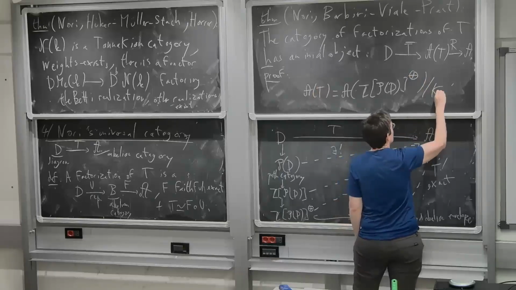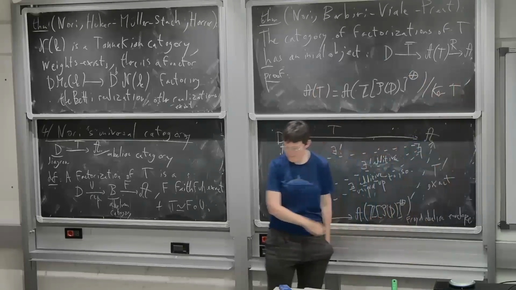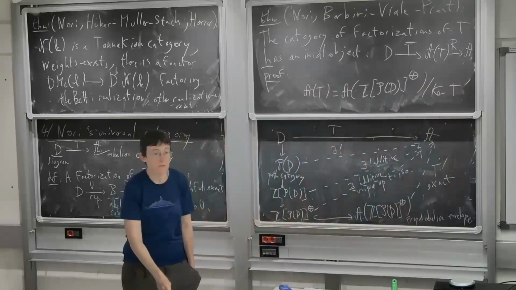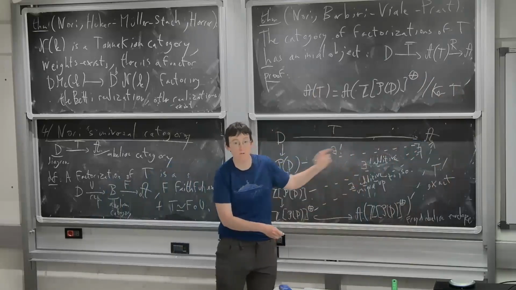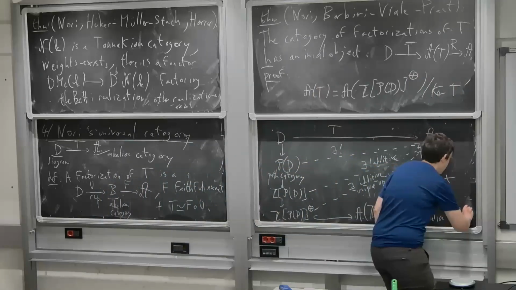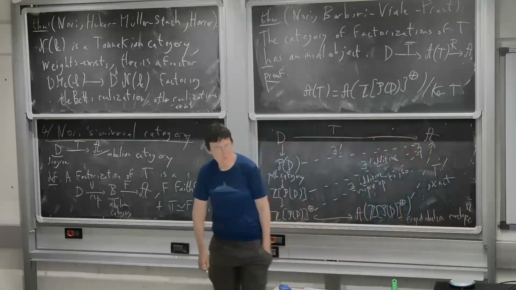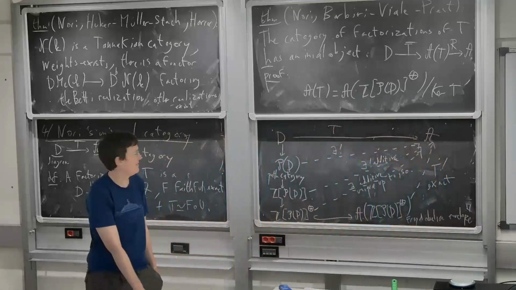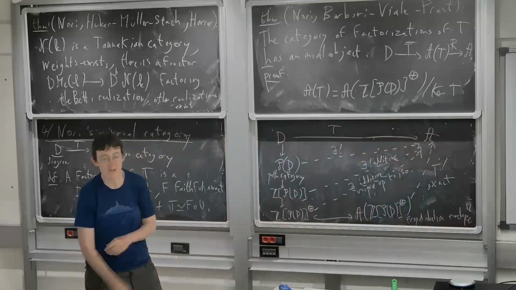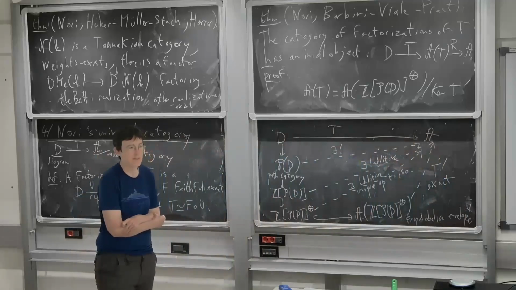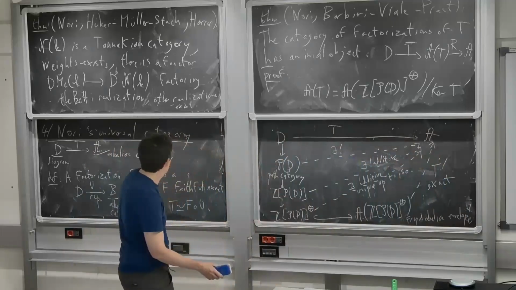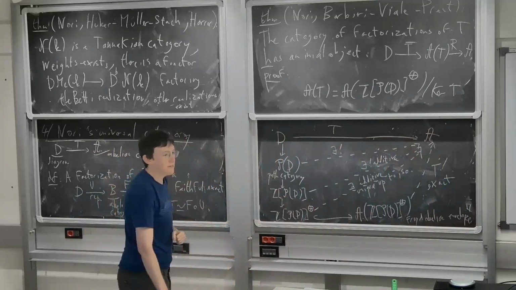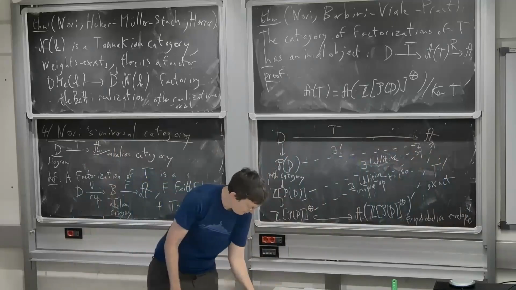And you quotient it by the kernel. Okay, so the universal property just comes from all the universal properties of all these constructions. I don't know, it's one of those things. If you see Ivorra's proof, it's very amusing that this simple construction was missed for so many years. Okay, so this is Nori's universal category.